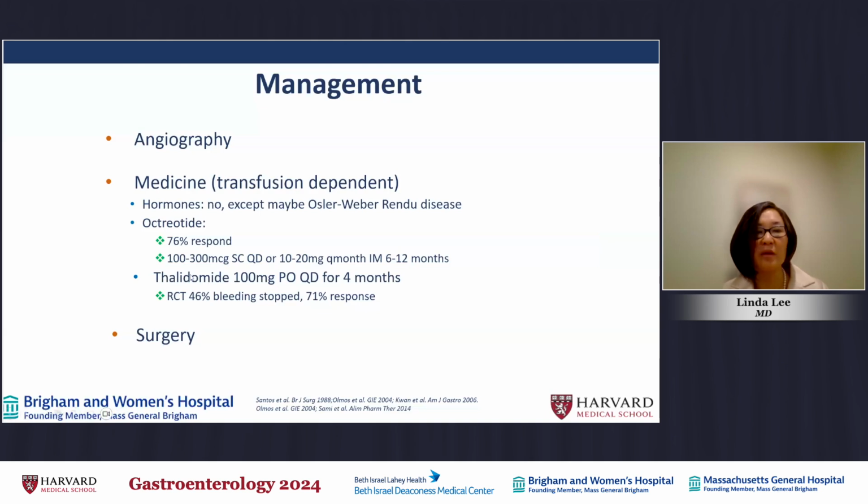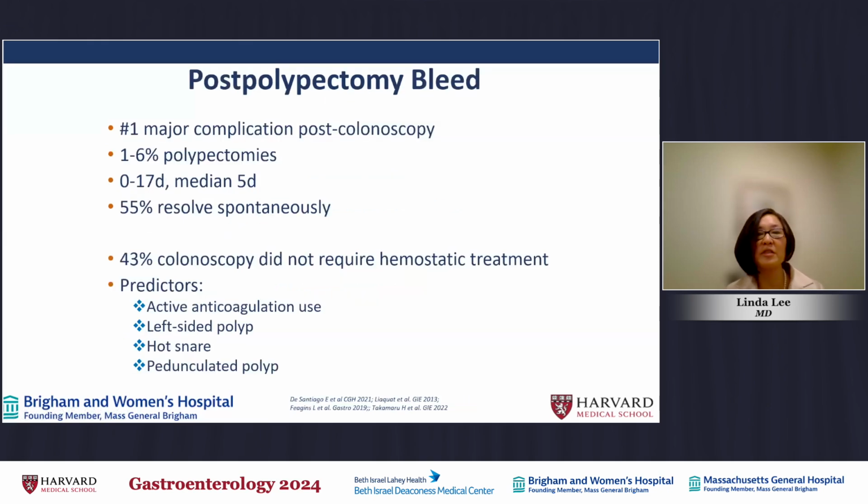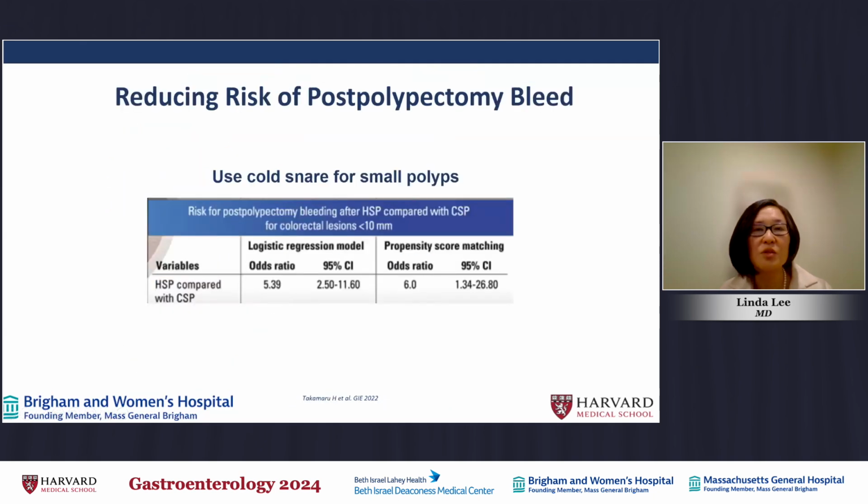I do also want to say a word about thalidomide, that there was an RCT that suggested this may be helpful as well. Now, post-polypectomy bleeding, of course, is the number one major complication post-colonoscopy. About half of the time it resolves spontaneously. And predictors of this happening, of course, include active anticoagulation use, left-sided polyp, use of a hot snare, and pedunculated polyp. So how can we reduce the risk of post-polypectomy bleed?